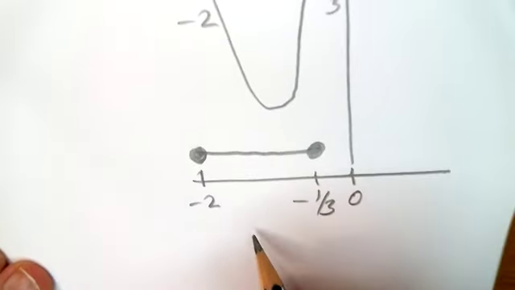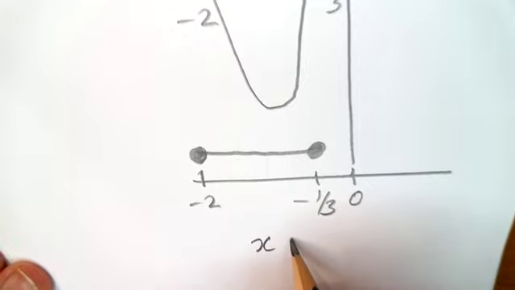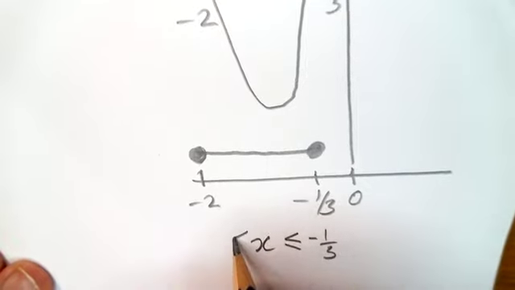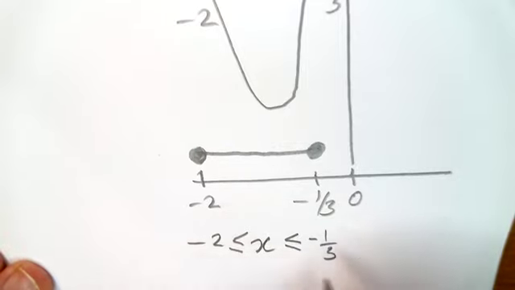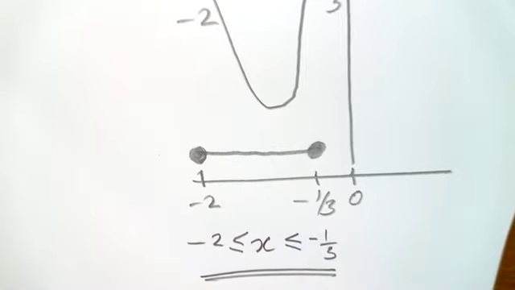So it's going to include those 2 points. There it is. So I'm going to say x is going to be less than or equal to negative 1/3 and greater than or equal to negative 2. And there is my solution.